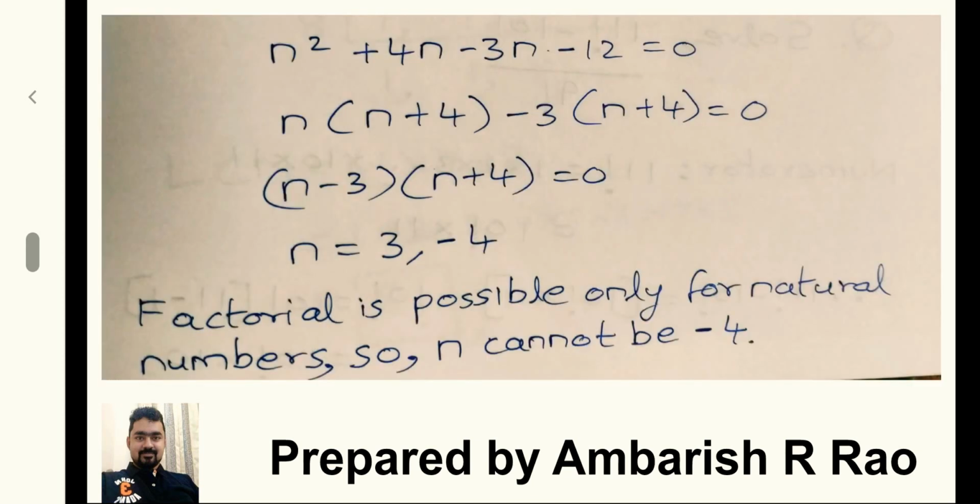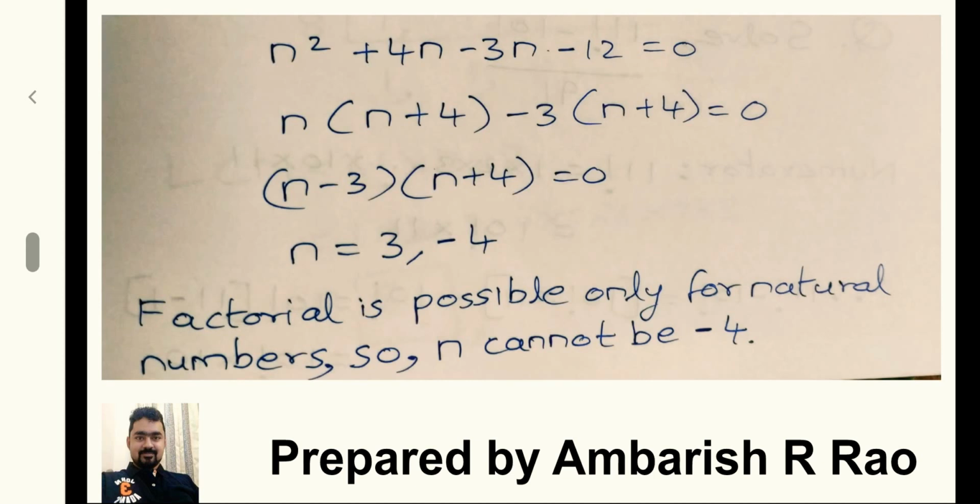Now, n square plus 4n minus 3n minus 12 is equal to 0. We common out n from the first two terms and minus 3 from the next two terms. So we get the factors n minus 3 and n plus 4 is equal to 0. Equating each factor to 0, we get n minus 3 is equal to 0, and transporting 3, we get n is equal to 3. Similarly, n plus 4 is equal to 0, transporting 4 to the other side, we get n is equal to minus 4.